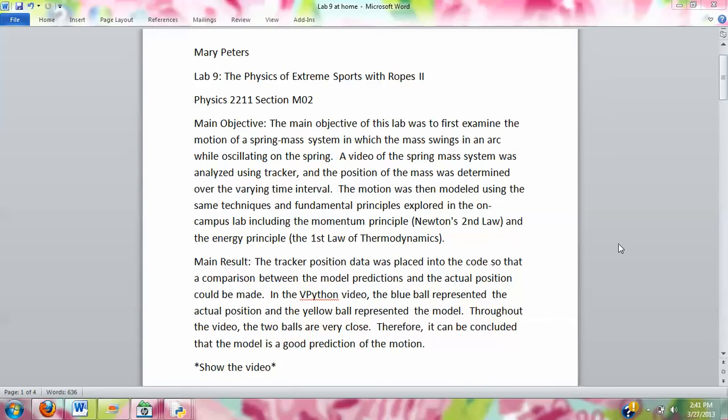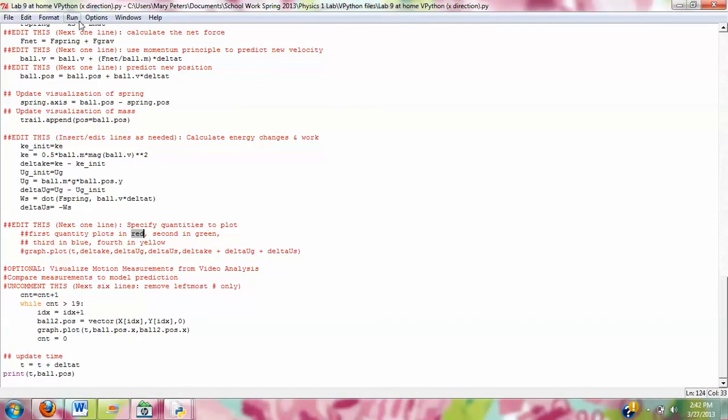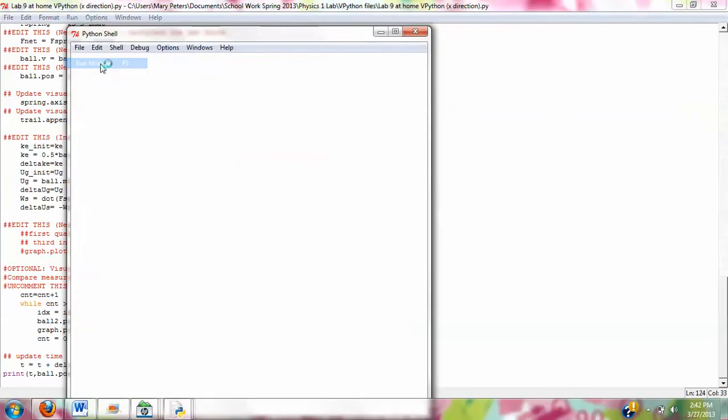The main result: the Tracker position data was placed into the code so that a comparison between the model predictions and the actual position could be made. In the VPython video, the blue ball represented the actual position and the yellow ball represented the model. Throughout the video, the two balls are very close. Therefore, it can be concluded that the model is a good prediction of the motion. Now I will run my code so that you can visualize the difference between the experimental and model positions.